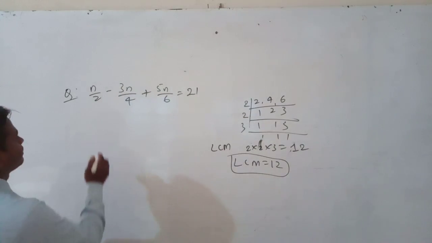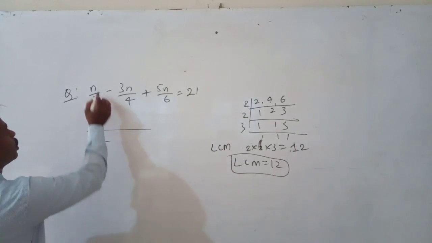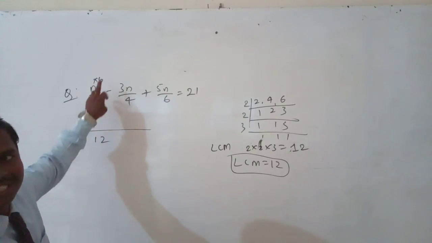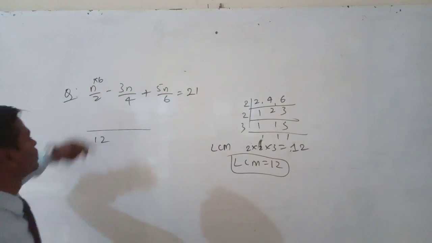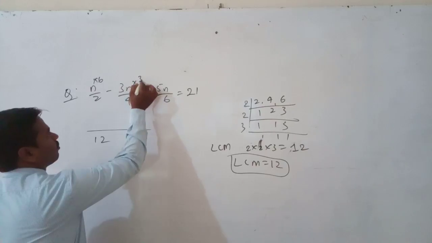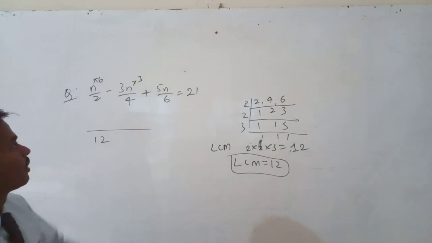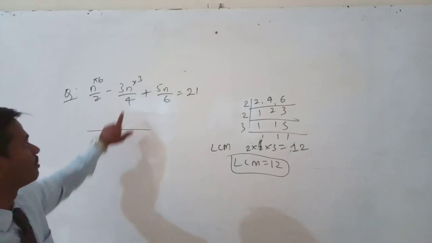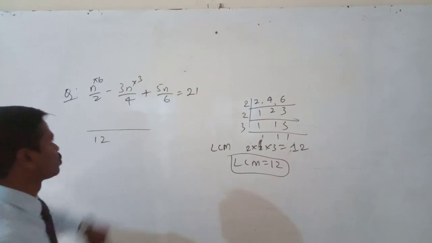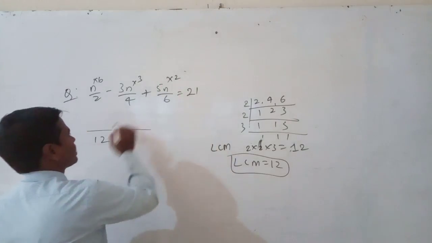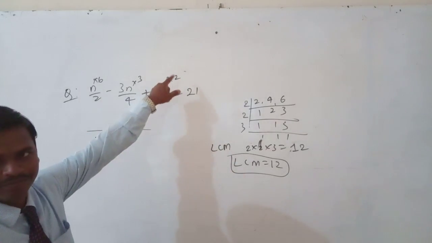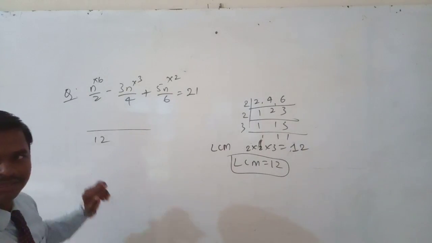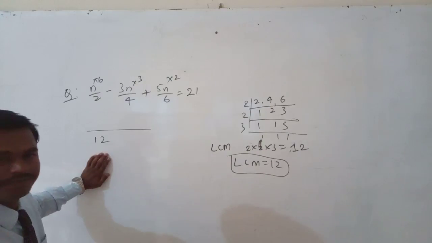Okay, what is here? 12. Denominator is 2, 2 6s are 12. 6 is to multiply here. Denominator is 4, 4 3s are 12. Okay, we should multiply 3 here. Denominator 6, 6 2s are 12. We should multiply 2 here. Like this, we should multiply the numerators by using factors of 12.